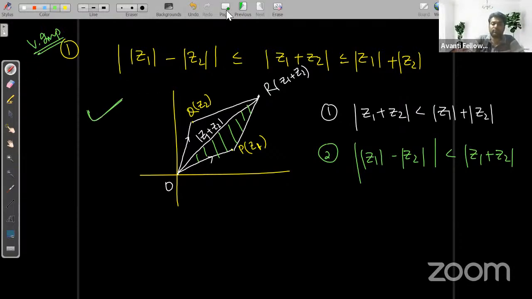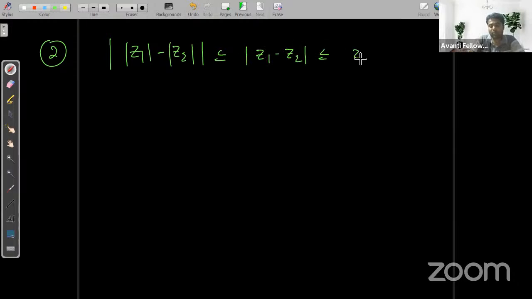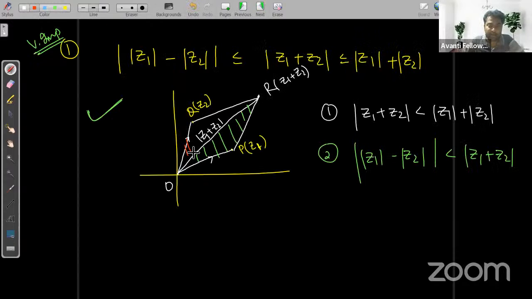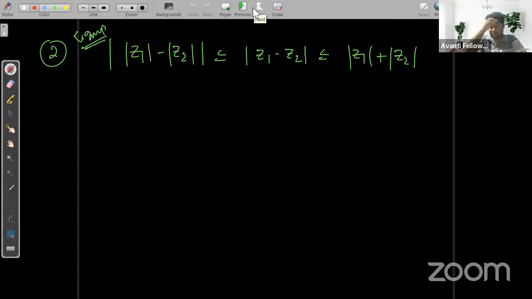Now we'll go through the second inequality. I am telling you the inequality: mod of Z1 minus Z2 is less than or equal to mod of Z1 plus mod of Z2. So this is the second inequality of the triangle inequality. Clear? You can observe from the second figure here, from this red shaded triangle. So this is all about the triangle inequality.